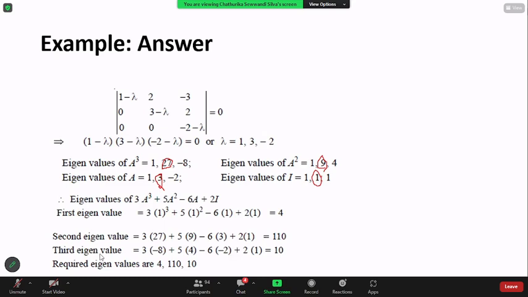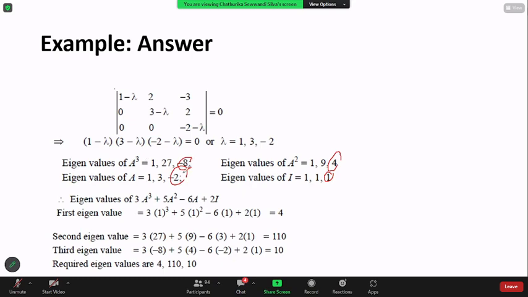Likewise, we are finding the third eigenvalue, which is corresponding to the third eigenvalue in each case. So that is this one, and this. So here, the third eigenvalue, 3 times A cube.